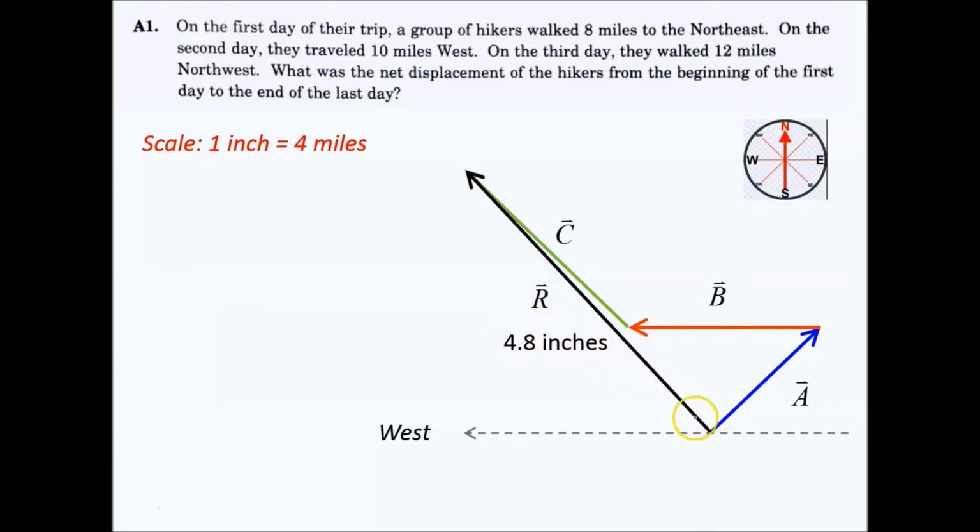How are you going to do that? You're going to get out a ruler. You'll probably use centimeters, but it doesn't matter. Just measure how long it is on paper. Then you go back to your scale and you go in reverse. And you say, okay, what is 4.8 inches on paper equal to in miles?